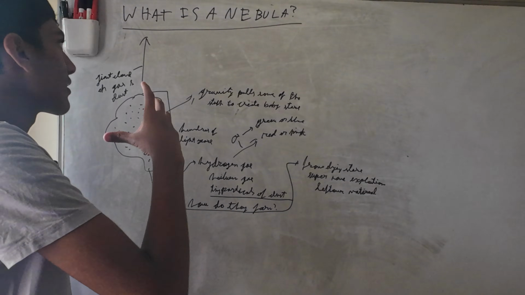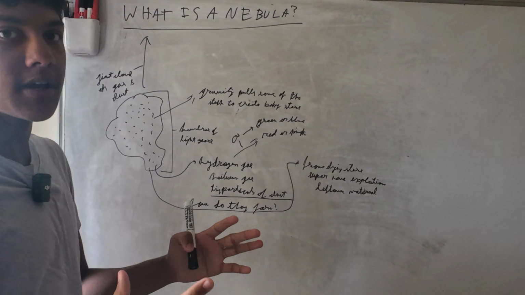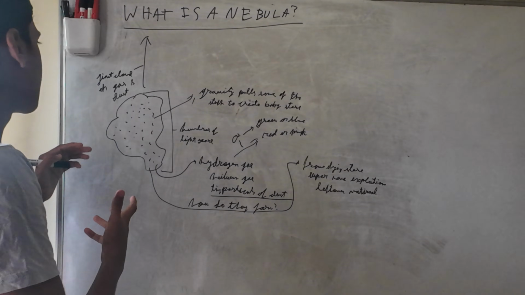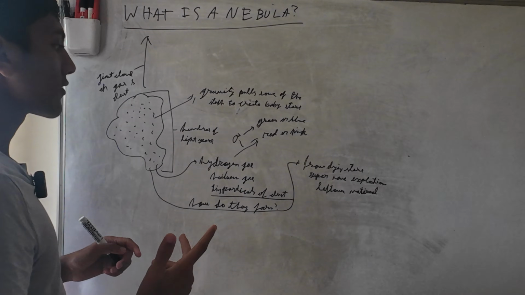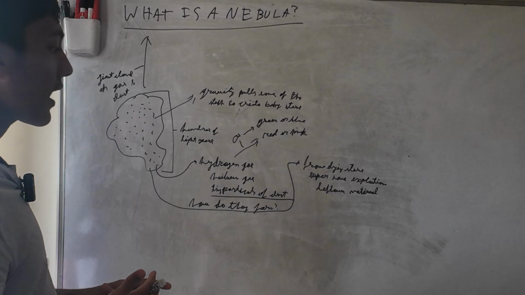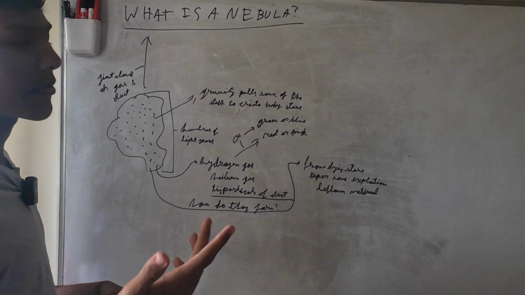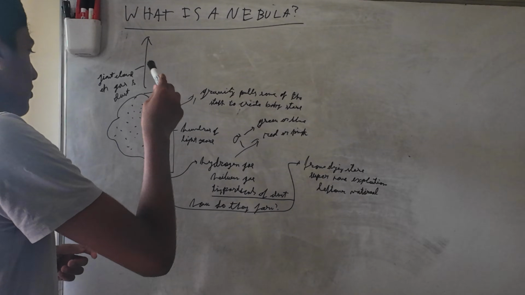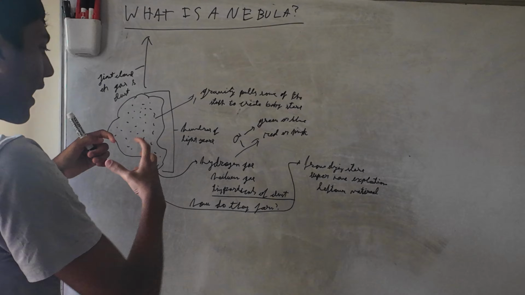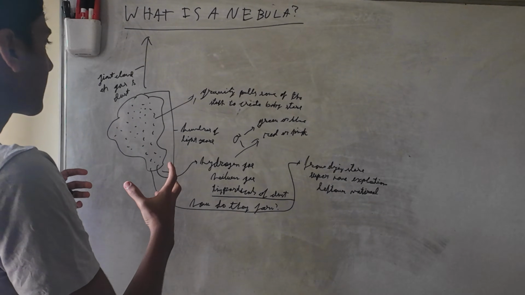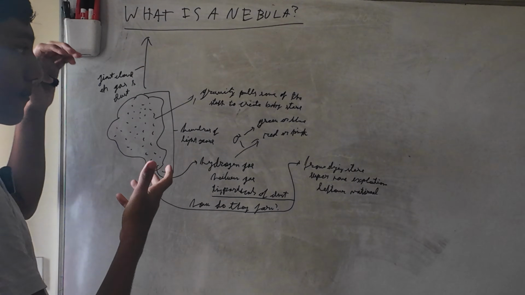Well, you see, nebulas can span hundreds of light years. They're super big, like gigantically big. And they're more or less made up of gas and dust, specifically hydrogen gas, helium gas, tiny particles of dust, and some oxygen, carbon dioxide, and other things. So it's basically just a bunch of gas and dust, and they're very big, like I said, hundreds of light years big.